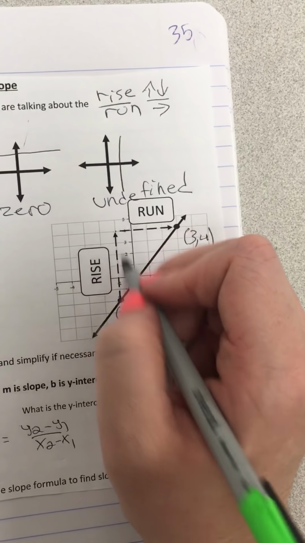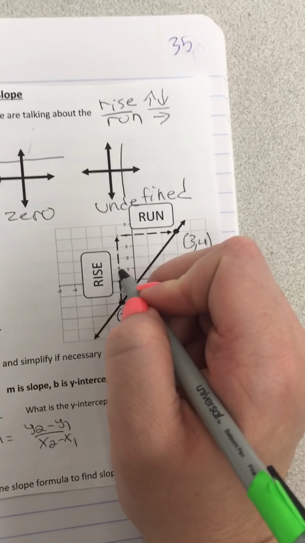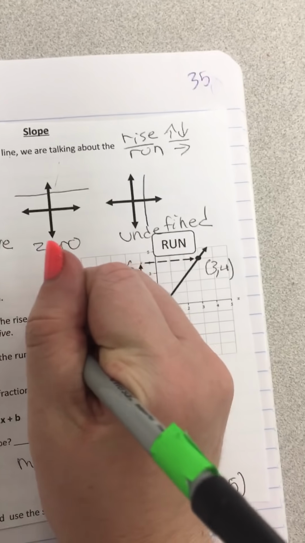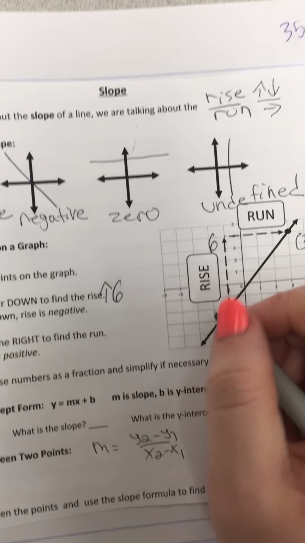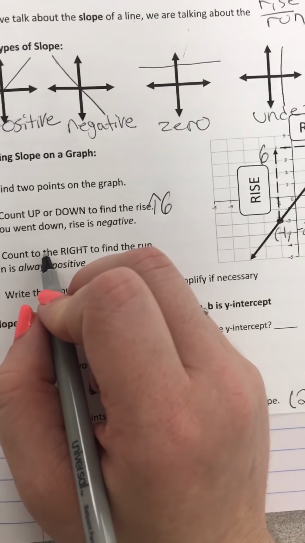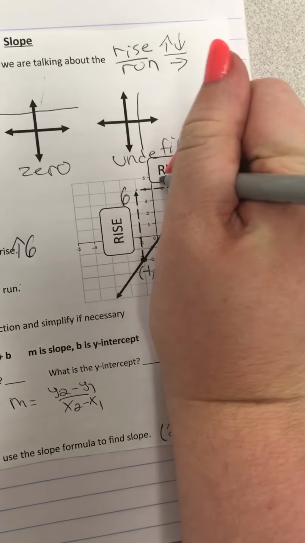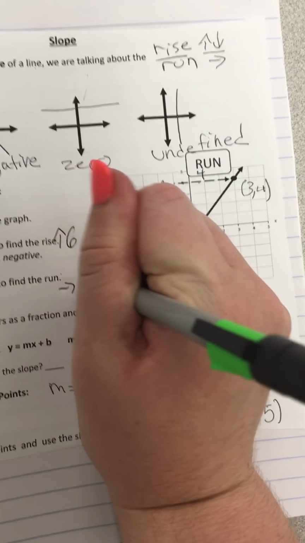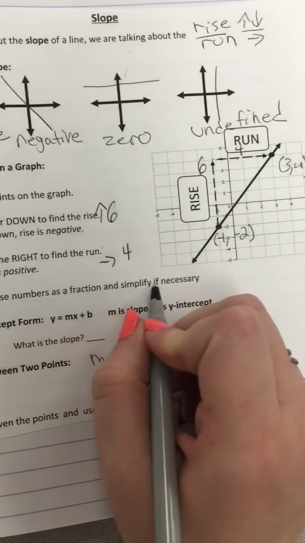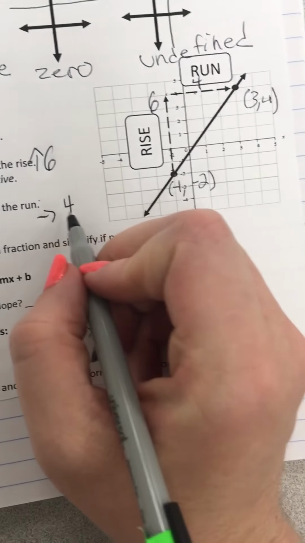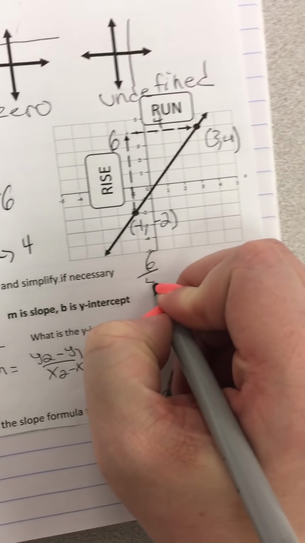We're going to count up in this case, up 1, 2, 3, 4, 5, 6 spaces. So we went up 6, which is a positive number. Step 3 says count to the right to find the run, and that will always be positive. So we count 1, 2, 3, 4 spaces. So we went to the right 4, and then we need to write it as a fraction and simplify as necessary. Remember, rise goes on the top, so 6 goes on the top. Run goes on the bottom, so 4 goes on the bottom.